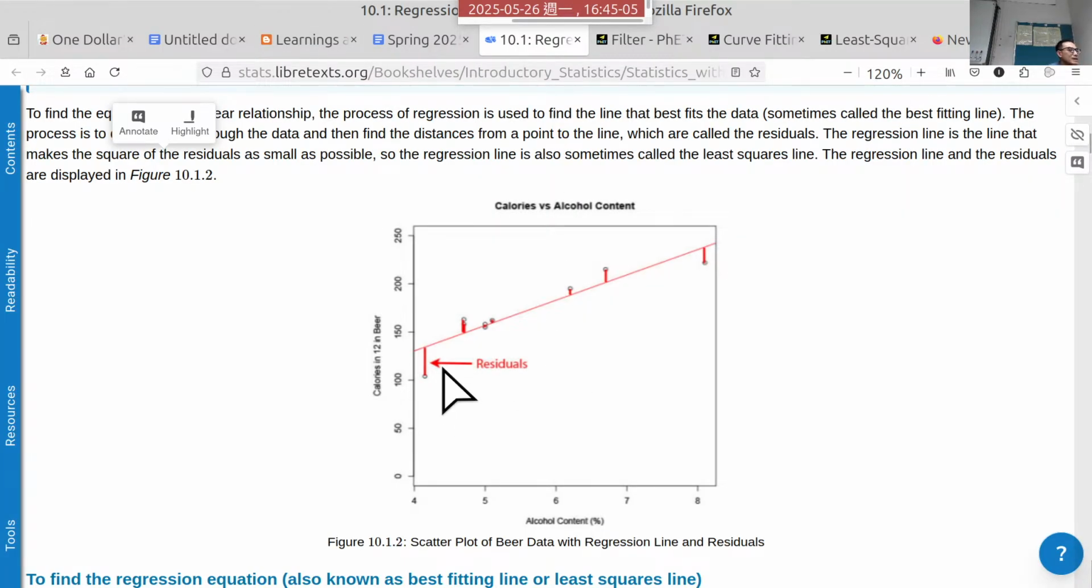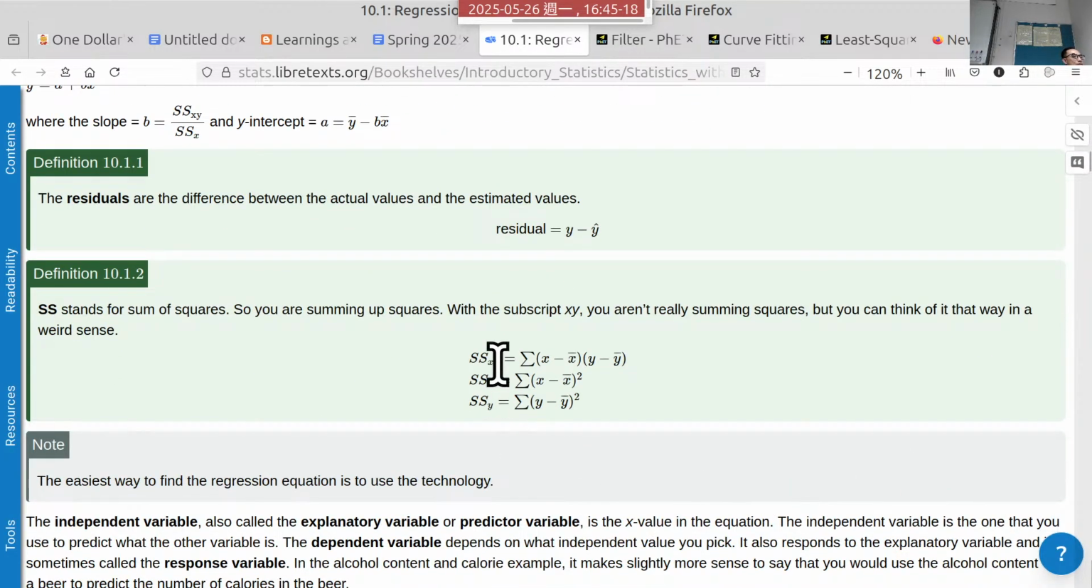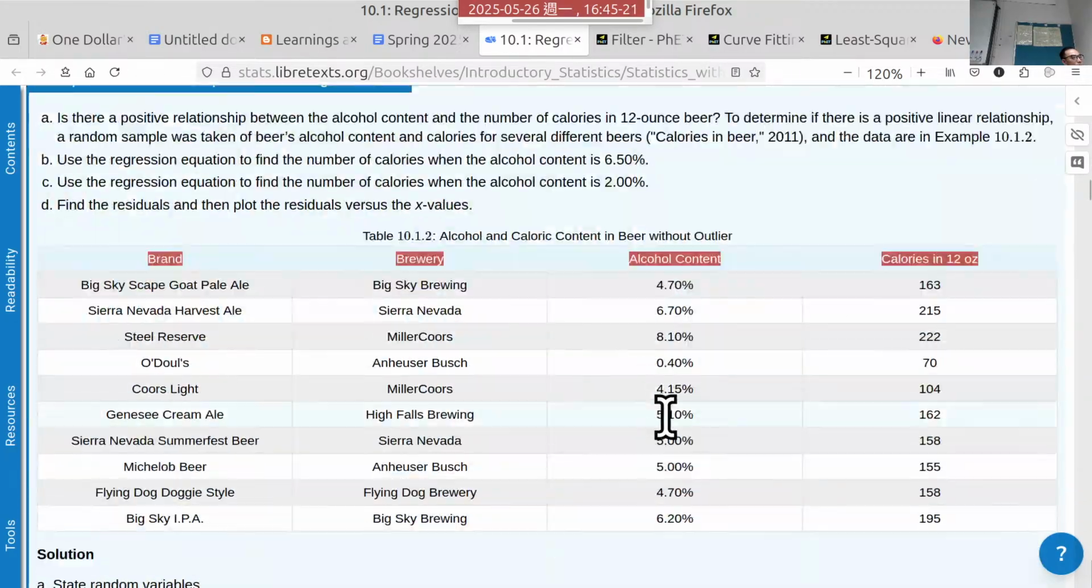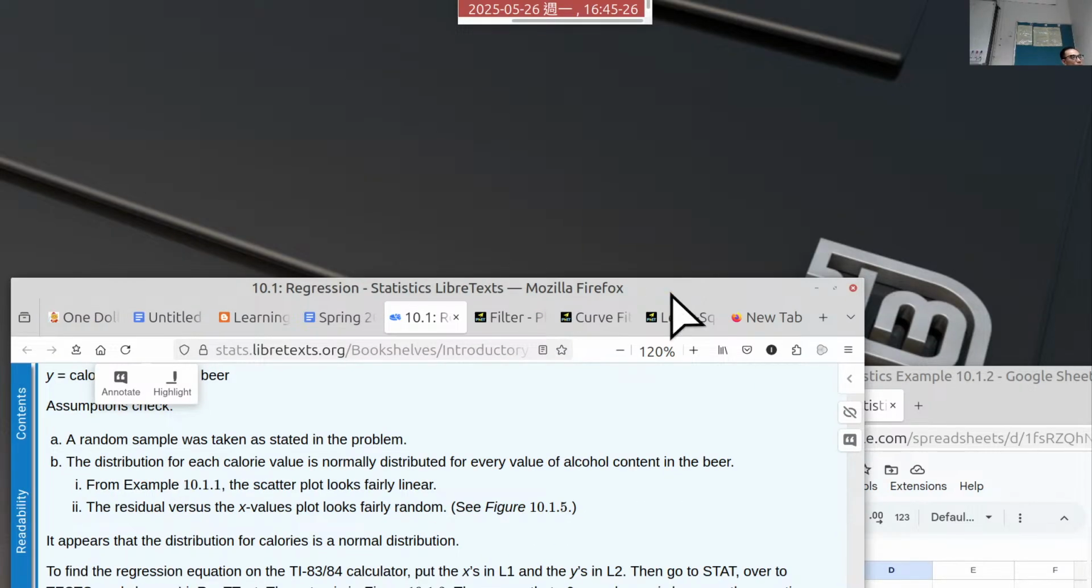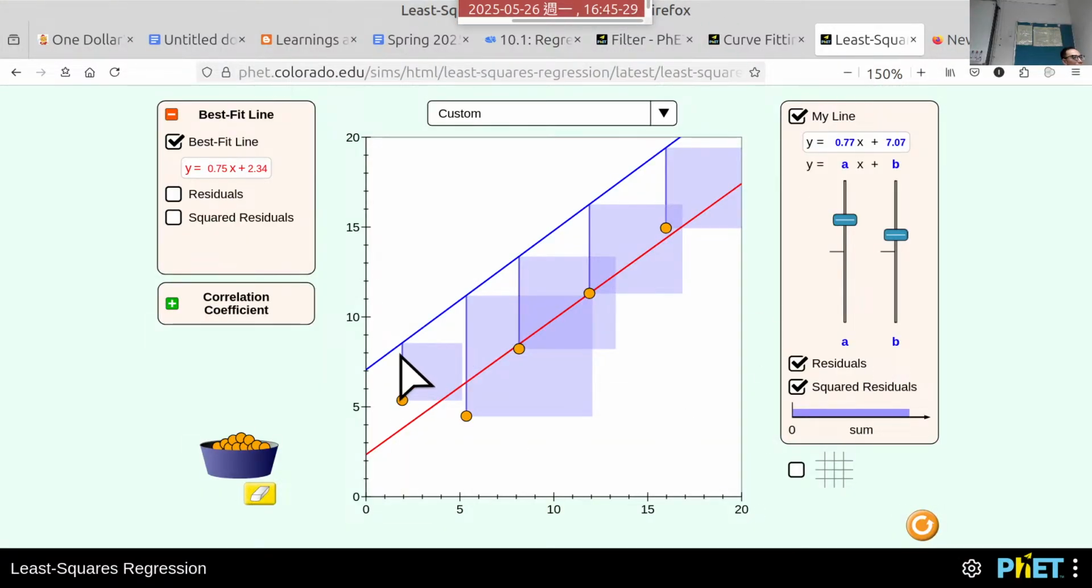What does it mean? Here is the residual, the length, the y distance from the point to the line. That is a residual. And take the square of it. It becomes like this. The distance is the residual, and now create a square. Square means to the power of 2. It is also a shape like a rectangle, like a square.